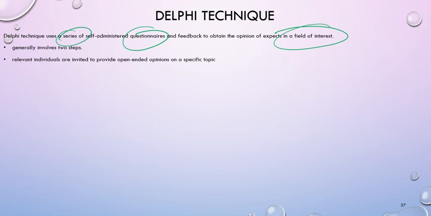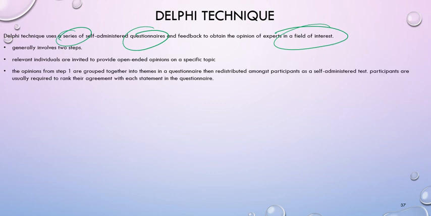The relevant expert individuals are invited to provide open-ended opinions on a specific topic in the beginning, and then the opinions from step 1 are grouped and create a questionnaire which is redistributed among the participants as a self-administered test. Participants are required to rank their agreement with each statement of the questionnaire, and then the data can be quantified. The process is repeated until people reach a consensus.